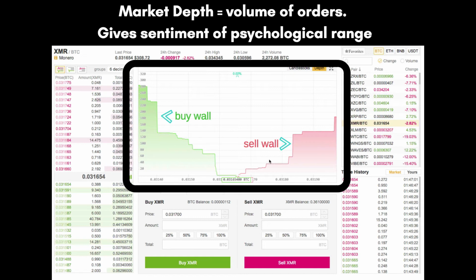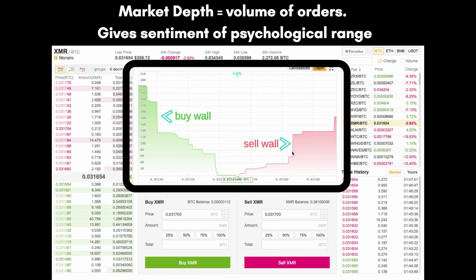Now, a buy wall, as you can see, is a giant wall of buy orders. And it's all around this price right over here, somewhere around the 0.0314 range. And then here's an example of a sell wall, which is right around here, probably like 0.0318483, and there's a lot of people selling around this range.